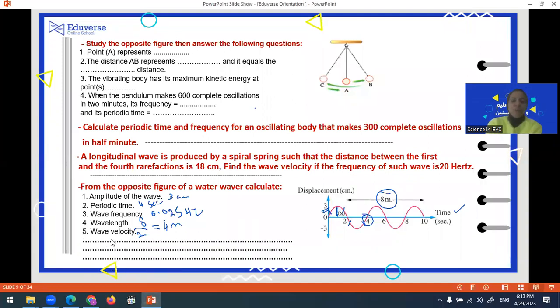And the last thing, wave velocity. How can I find the wave velocity? And please concentrate. I already have the frequency and I already have the wavelength.